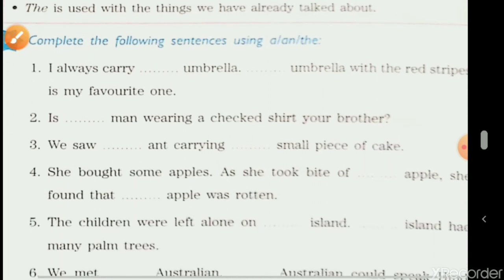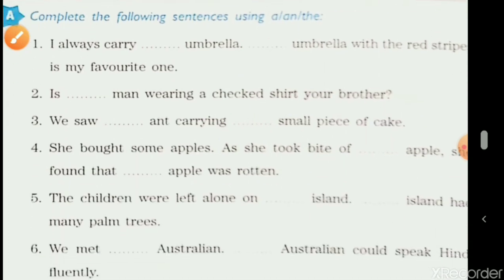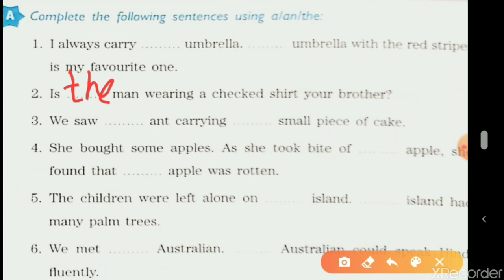Now, let's come to the second sentence. Is blank man wearing a check shirt your brother? Now, we are talking about a particular man. So, is the man. We will not say is a man, because we are talking about a particular person. Is the man wearing a check shirt your brother?